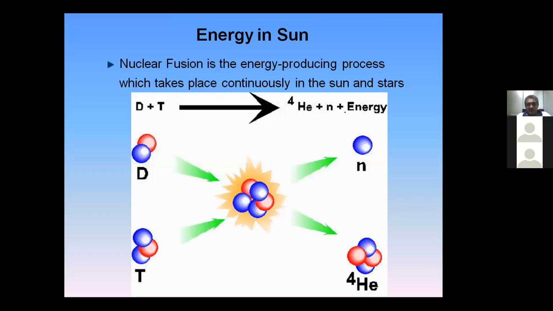The energy production of the sun is basically nuclear fusion. So the hydrogen is converted to helium. This is a very complex process. I don't put all these complex equations here. However, hydrogen converts to helium, and then the energy is released.